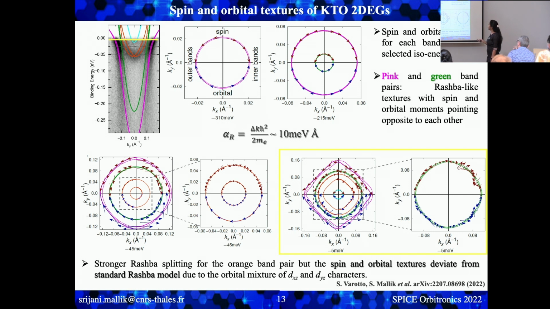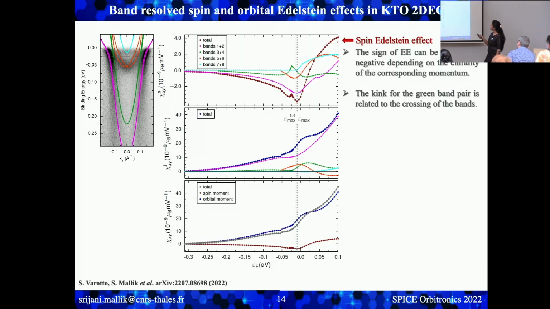And then we calculated the band-resolved spin and orbital Edelstein effects also. So this one, the top part, carries the information about the spin Edelstein effect. We move the Fermi level in energy, and this is plotted here, and as more and more bands get involved, we can see how the spin Edelstein effect varies. Basically, the sign of the Edelstein effect can be positive or negative depending on the chirality of the bands.